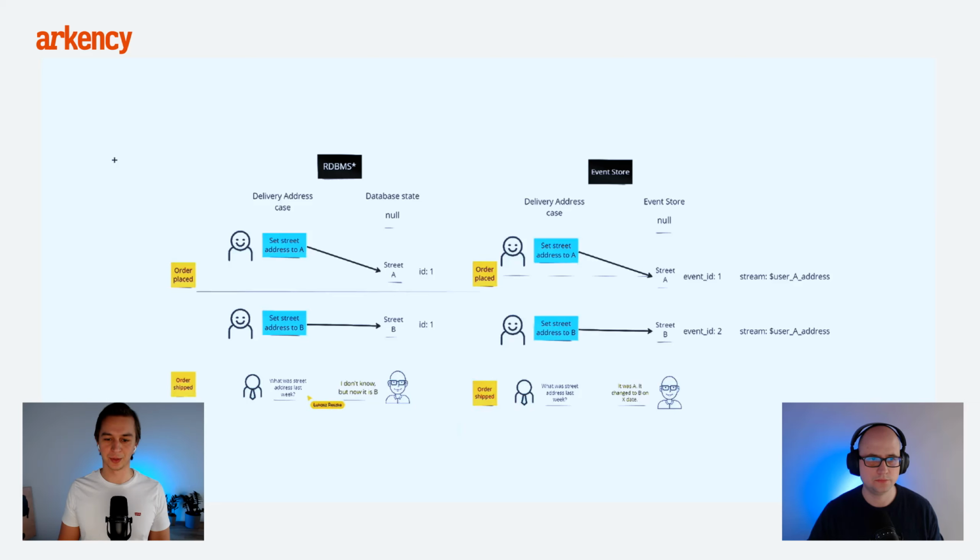And here, this discussion could occur that the customer would complain that they didn't get the order into a place where they expected it. So someone could ask, hey, what was the street address last week? And we don't know. We now only know it's B. In the other case, we would exactly know. Perhaps we could admit that we made a mistake or that the customer did something that they shouldn't do. If our system supports that, of course. But hey, such things happen in the world, right?